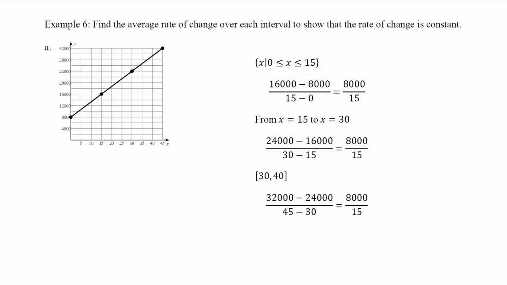Now, we could reduce 8,000 over 15, but we don't really need to here because we're not looking for what the rate of change is itself. We're just showing that it's constant. So as long as all 3 are 8,000 over 15, chances are we have a linear function.